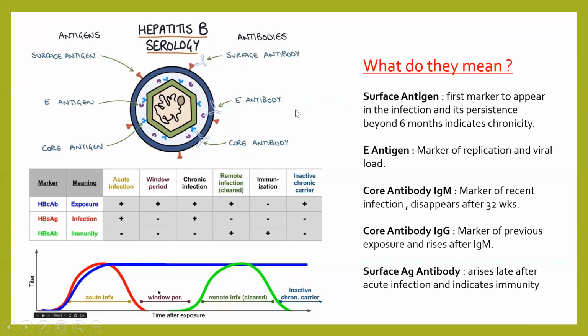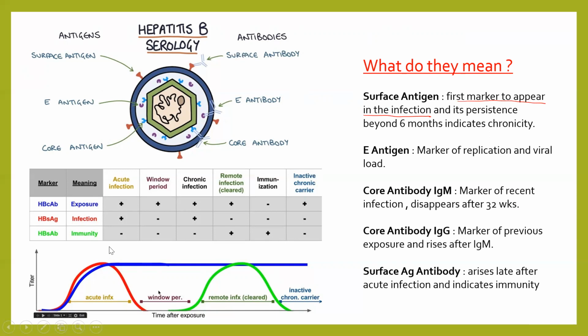So before we jump into when all of those start rising during the course of the disease, let's understand what they actually mean. We have the surface antigen. Surface antigen is the first marker to appear in the infection, and its persistence beyond 6 months is what tells us that the infection is chronic.